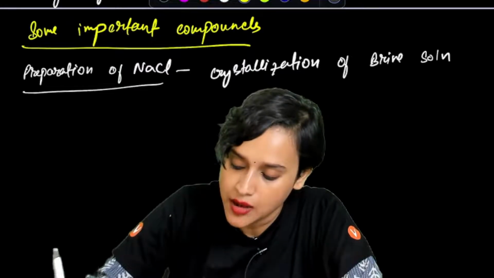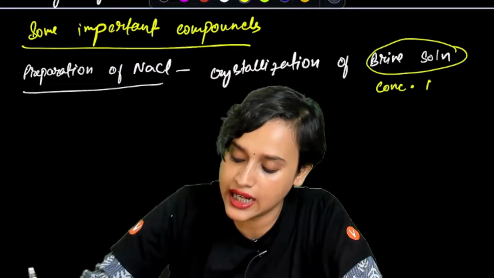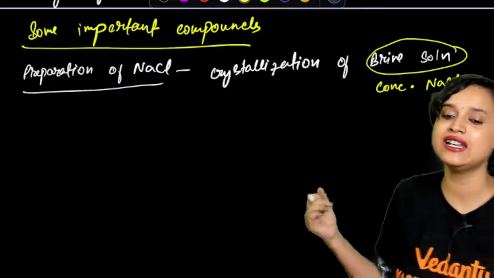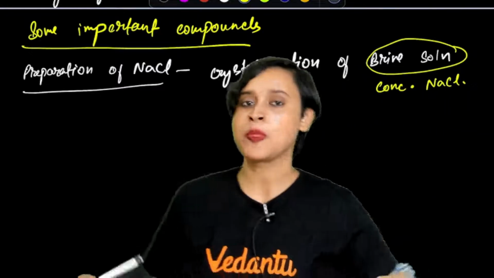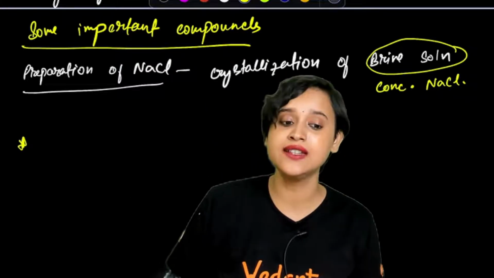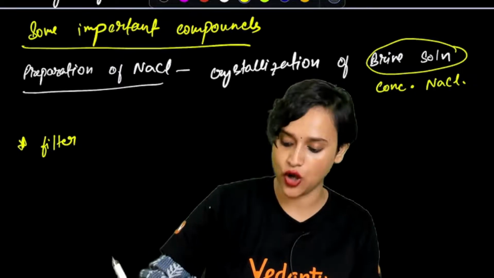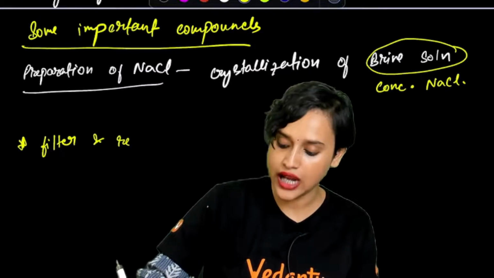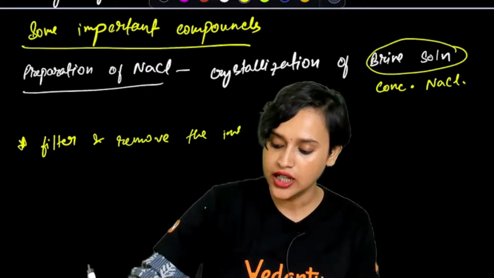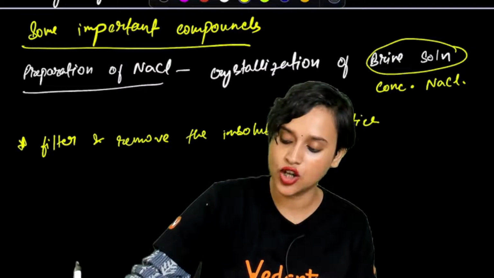Now you're going to ask me, ma'am, what is this brine solution, ma'am? Brine solution is basically concentrated NaCl solution. All right. So you crystallize it. Now after crystallization of brine solution, you filter it out and remove the insoluble impurities.